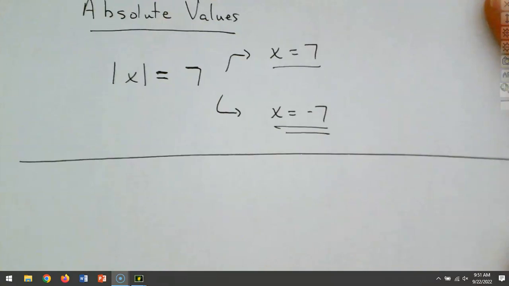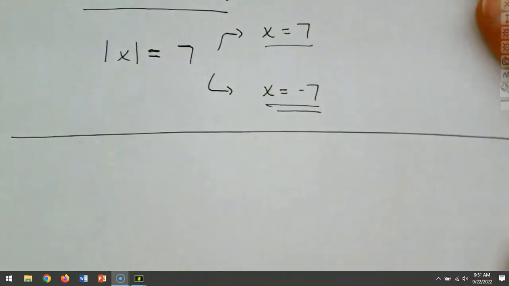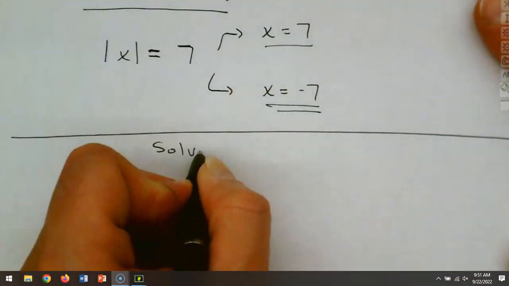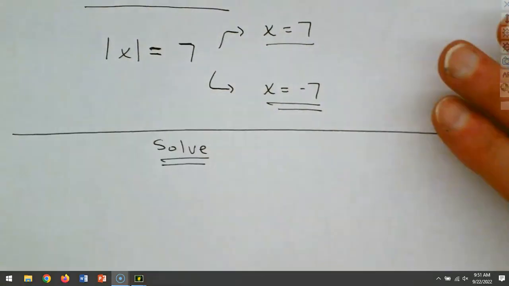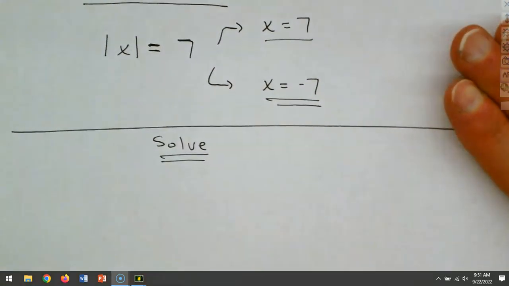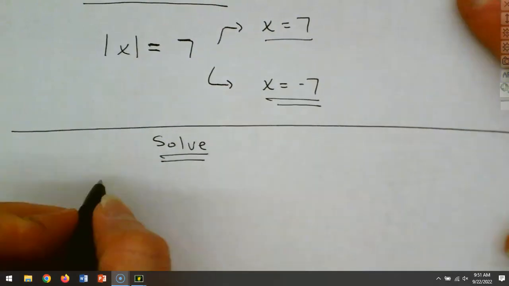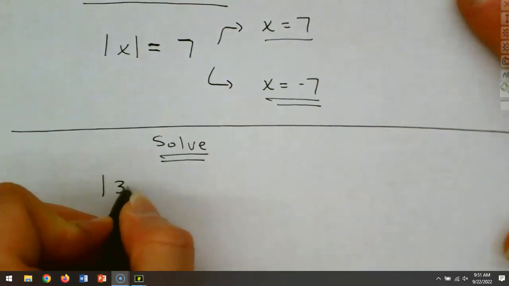Okay, so let's go ahead and solve some of these out. And hopefully this should be review for most of you. Most of you have probably seen absolute values before, and we should know how to solve them. And we'll start off with an easy one.